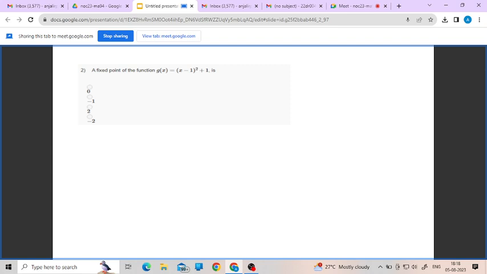So what is the answer? For finding the fixed point, you will take g of x equals x. Then you will substitute g of x equals x. So after solving this, (x minus 1) whole square plus 1 equals x, you will get x equals 2. Fine. So the correct option is C, that is 2. I hope you are getting it.